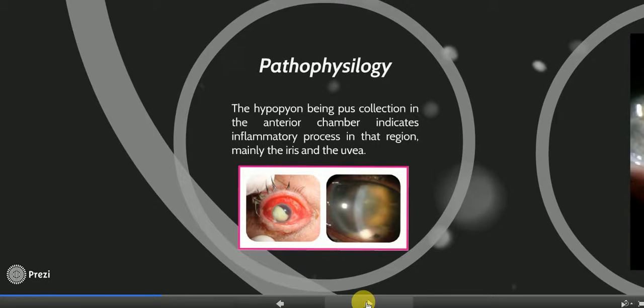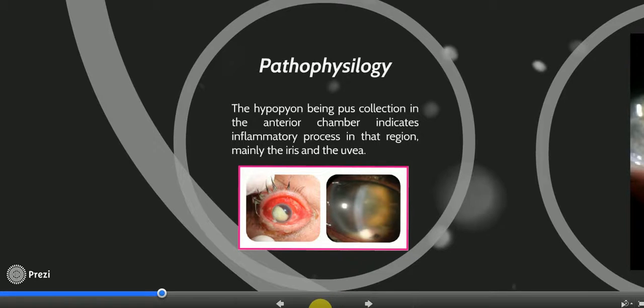The pathophysiology of hypopyon. Its appearance is not due to infectious organisms, but due to the toxins that are released into certain tissues. These toxins will make more and more white blood cells, which are the defense against any pathogen or chemical harm to the body, pour out from the blood vessels in the region. The hypopyon, being pus collecting in the anterior chamber, indicates an inflammatory process in that region, mainly the iris and the uvea.